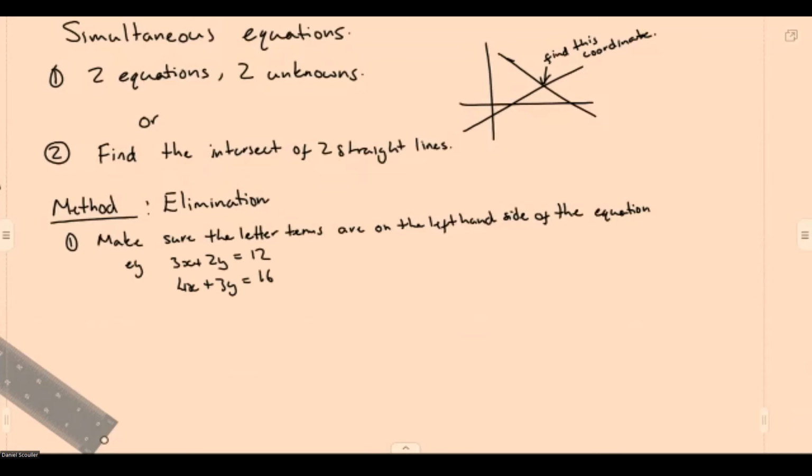Okay, that's two equations where the letter terms are on the left-hand side and just numerical terms on the right-hand side. Now that differs slightly from our y equals mx plus c format. All we've done is move that x term over to the left-hand side. It just makes it simpler to form and eliminate as we go through. So that will make more sense.